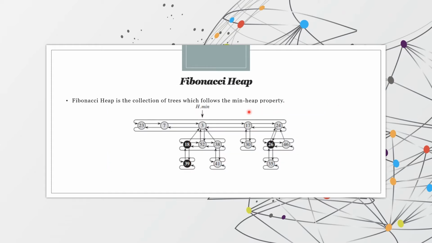Fibonacci heap is a collection of trees which follows the min heap property. As you can see, there are multiple trees in the heap, and each of these trees follows the min heap property. That is, the child of each node is greater than its parent node.